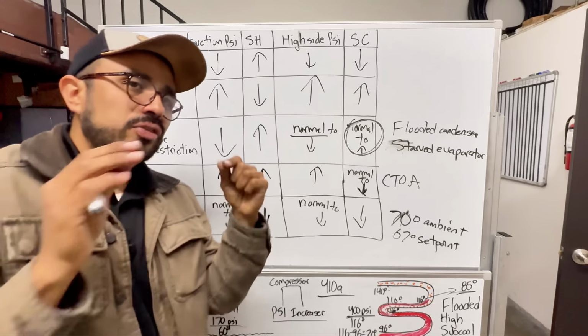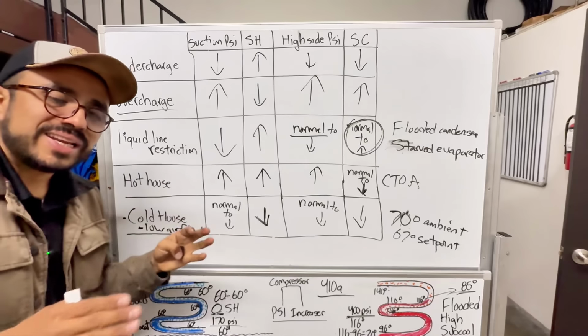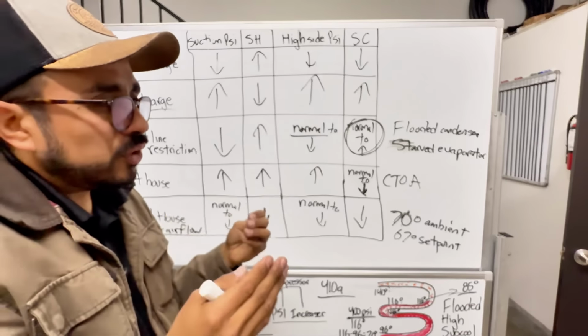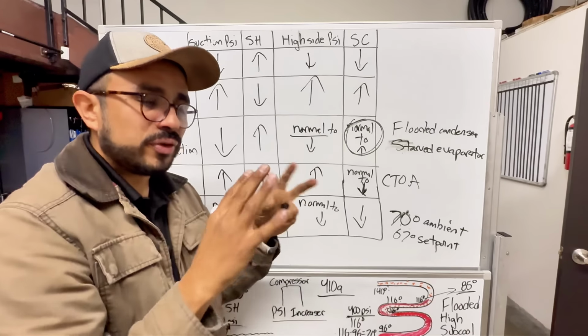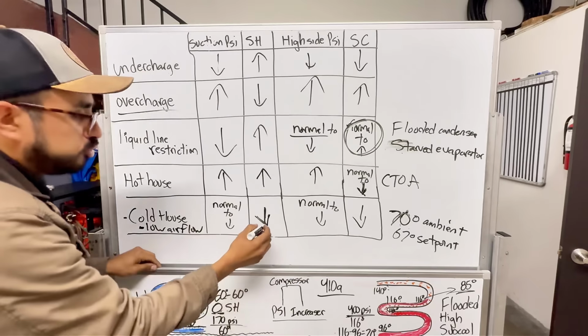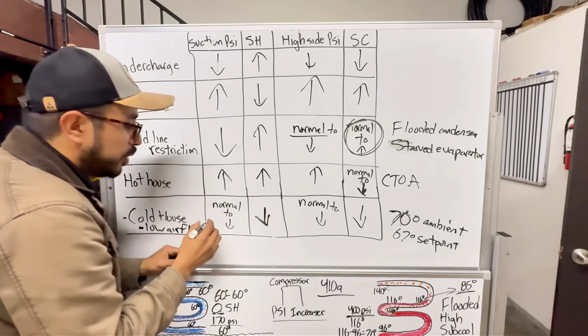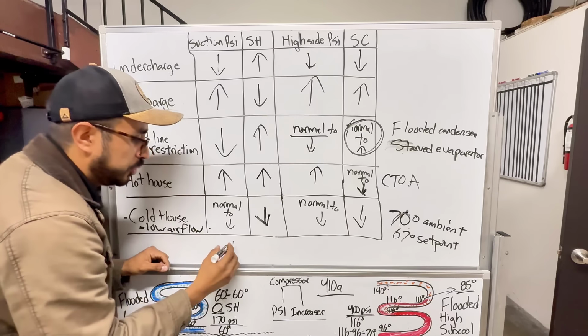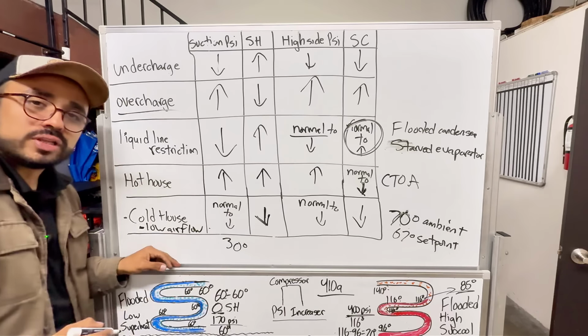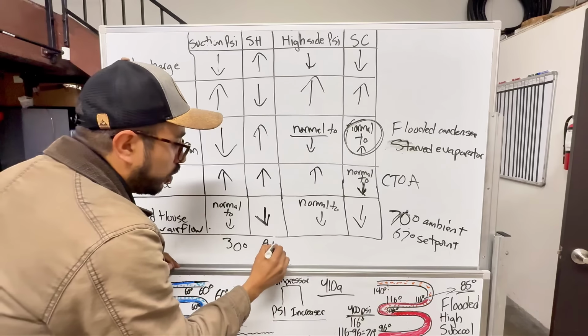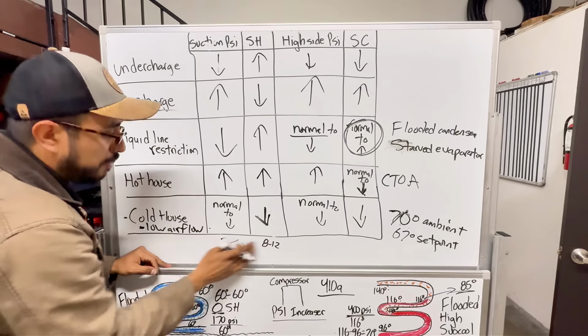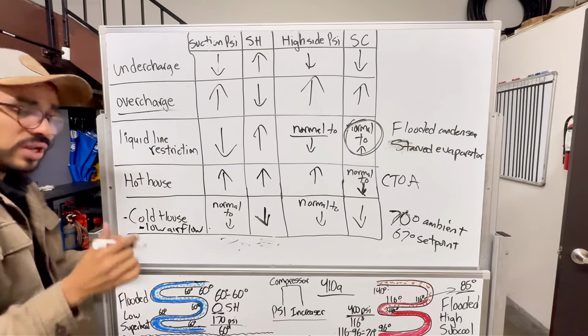Now, if it's a slight under, if the airflow isn't too bad, you have a filter that's kind of dirty, your superheat might be okay, but you'll see it on your evaporator temperature. You might have an evaporator temperature of 30 degrees, and your superheat might be okay. But we're talking about a pretty bad airflow or really cold house.